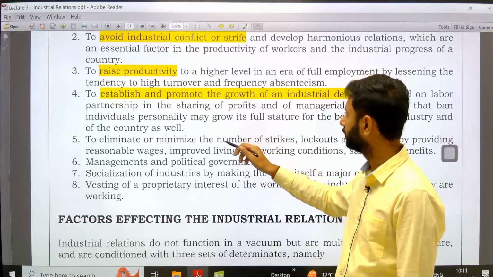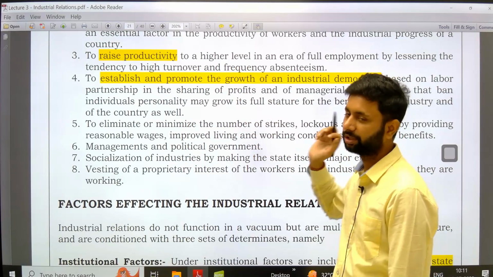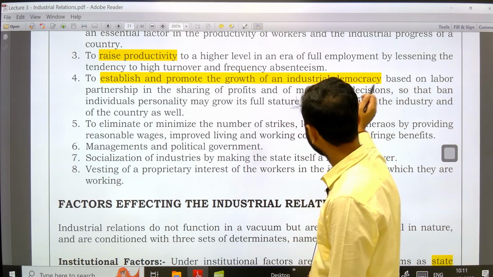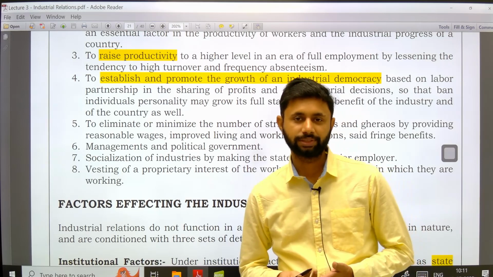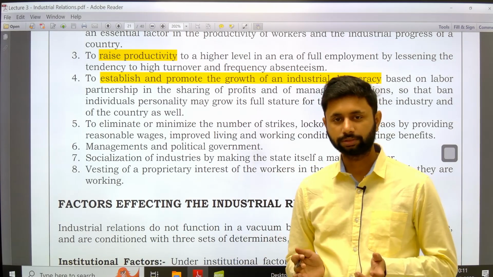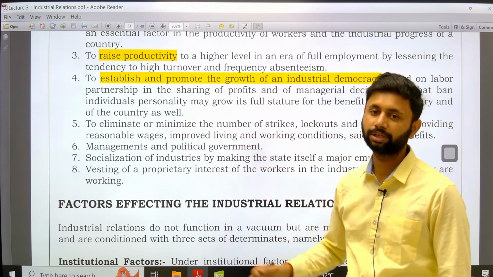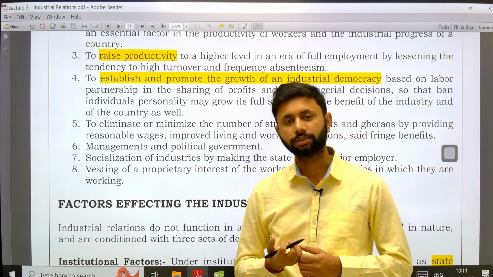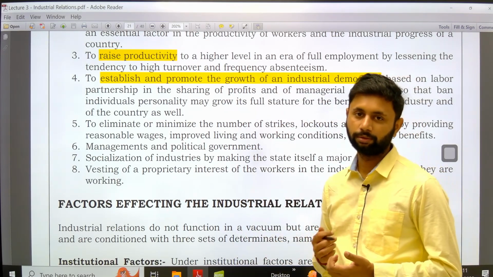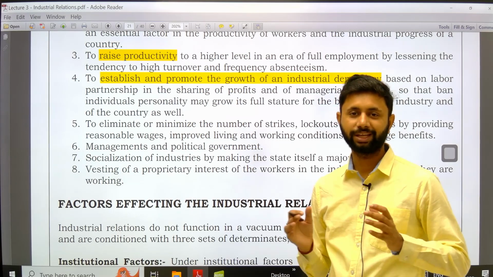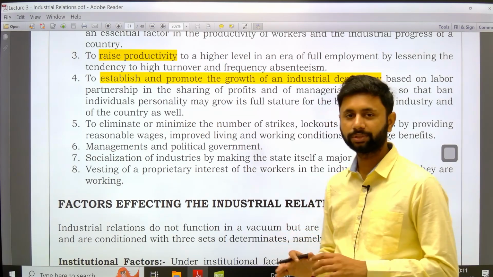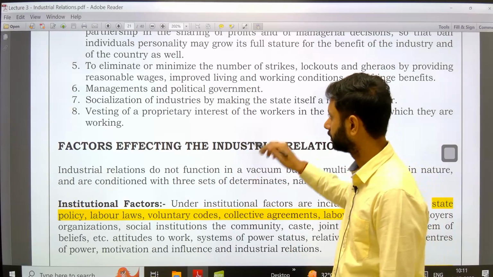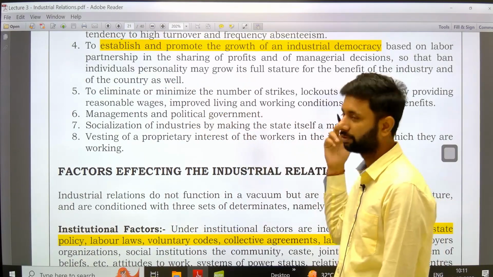Similarly, another objective is to establish and promote the growth of an industrial democracy. What do we mean by industrial democracy? Democracy is basically power to the people in a broad sense. So similarly, in an industrial democracy, we can infer it as power to the workers or power to the people, which includes workers and management. So each and every group must be heard, must be listened to, so that they can resolve their issues if they exist. Okay, eliminate or minimize the number of strikes.